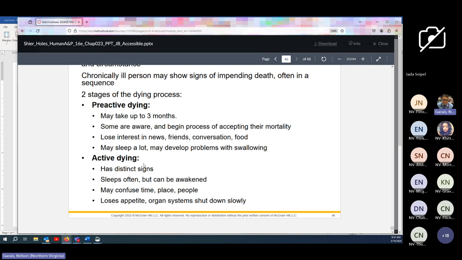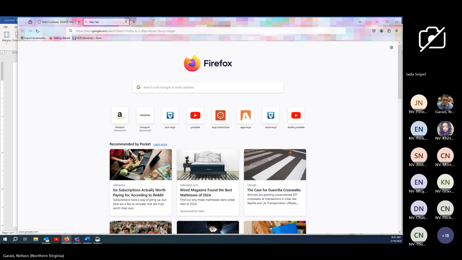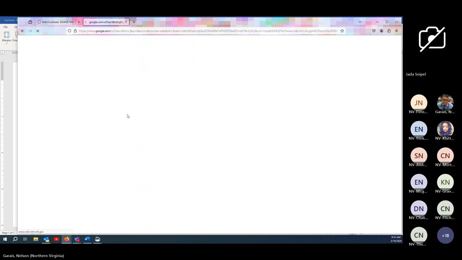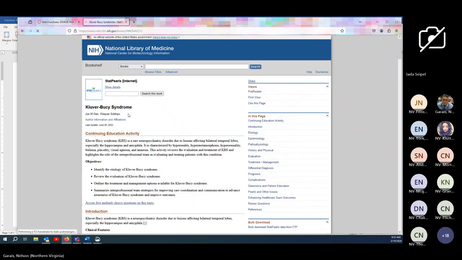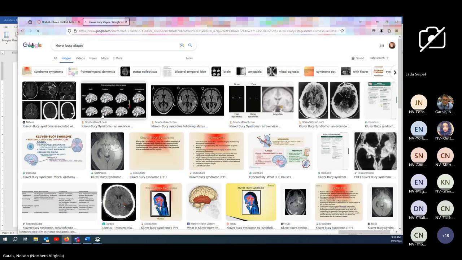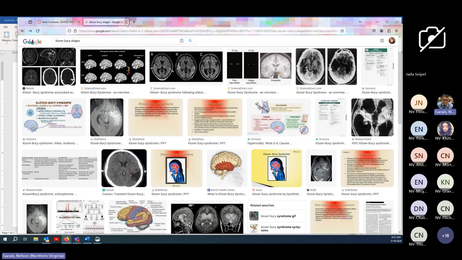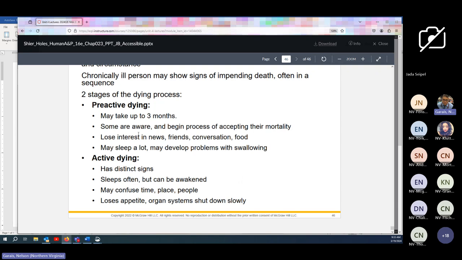Stages of dying, you have preactive and active, right? And you'll learn in your mental health, the five stages, Kübler-Ross, the stages of death and dying. Well, you may have heard it before, but you can look it up. It's denial, anger, bargaining, all of these things.